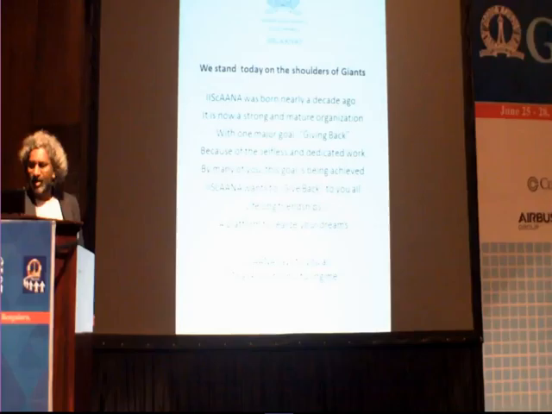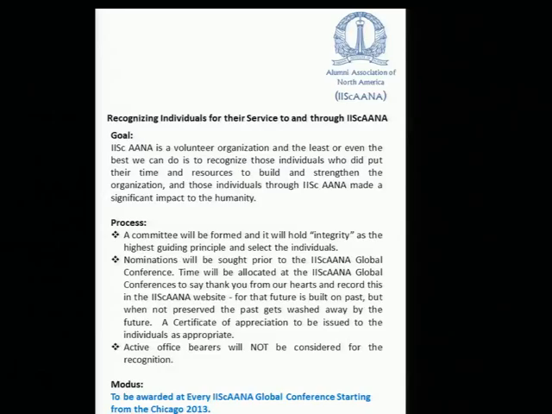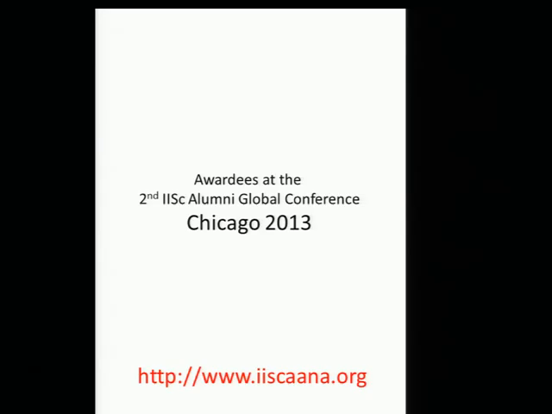And we also have our bylaws under which we do it. Everything we do, we have checks and balances so that it is fairly done. We started the awards at the Chicago meeting, and we are now proceeding with them at this meeting, and we will continue into the future, because this is the only way an organization can say thank you for the hard work and everything that they sacrificed for the institution. You can get all the information on IISc.org.